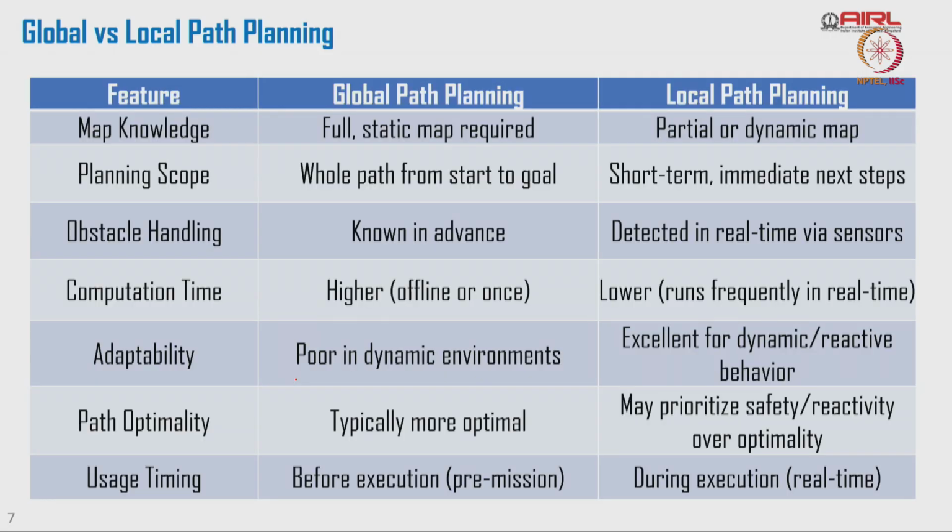So, in global path planning, the map is known, the whole path from start to goal is known, obstacle positions are known in advance. Computational time is higher because it plans for the entire route. It is poor in dynamic environments because it depends on the known map. Path optimality: since it is prefixing the path based on the known map, it is optimal. Usage timing: it is computed before the mission starts.